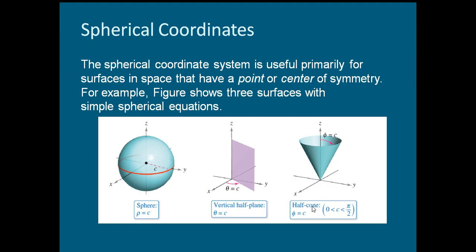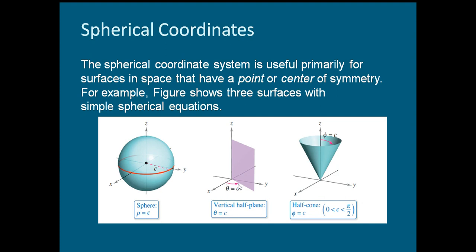So once we have done this, we will understand where we use these spherical coordinates. The spherical coordinate system is useful primarily for surfaces in space that have a point or center of symmetry. For example, the following figure shows three surfaces with simple spherical equations. This is a sphere where rho is equal to c. This is a vertical half plane where theta is equal to c. Just see, this is the angle.